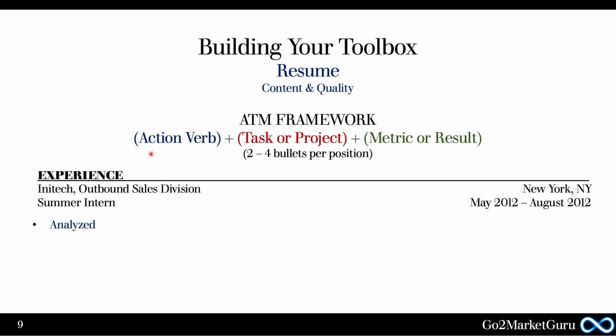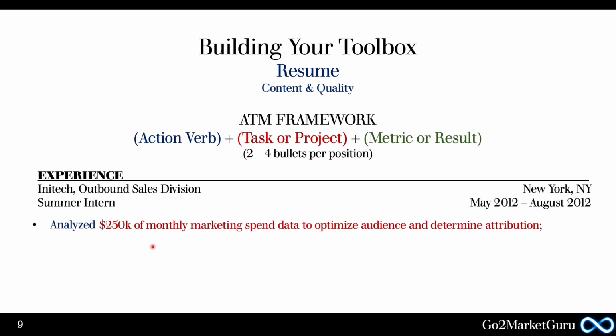So we're going to start with the action verb, analyzed. Then we're going to go to the task or project. In this case, $250,000 of monthly marketing spend data to optimize audience and determine attribution. And then we're going to include a metric or result in green, increasing conversion by 8% month over month and decreasing cost per acquisition by 48%. So, action: analyzed. Task: monthly marketing spend data. Metric or result: increasing conversion by 8% and decreasing cost per acquisition by 48%.